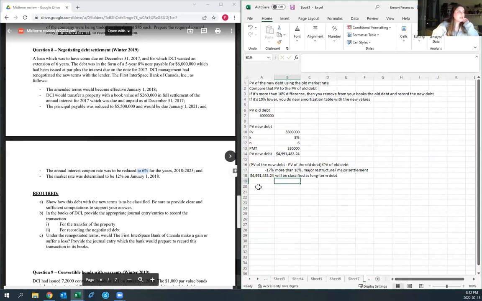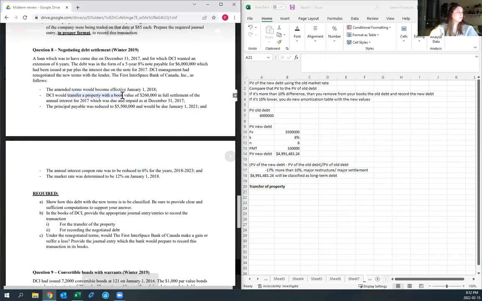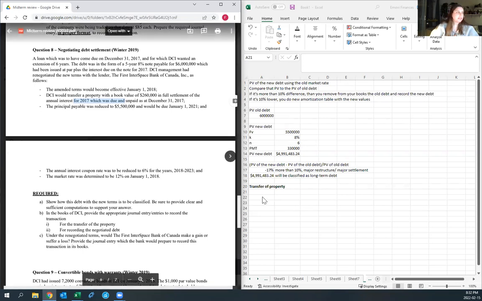And then for B, you're gonna do the book value. 1 for the transfer of the property and 2 for the recording of the negotiated debt. So for the transfer of property, what happened is that we transferred a property in exchange for their payment of their interest that was due on December 31st, 2017. So they don't have to pay interest anymore, so they can remove the interest payable. And the amount was 8% of 6 million.